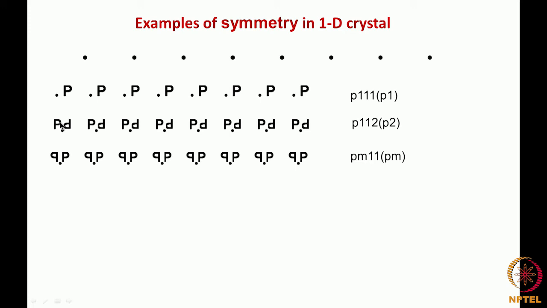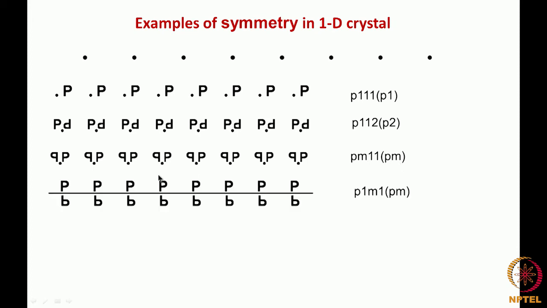Suppose I take a mirror image of this asymmetric motif and make that as a motif and put it around each of the lattice points. Now, we can see that along x direction we have a mirror, y direction there is 1 fold, z direction there is only a 1 fold. So, now what we have is PM11, okay.